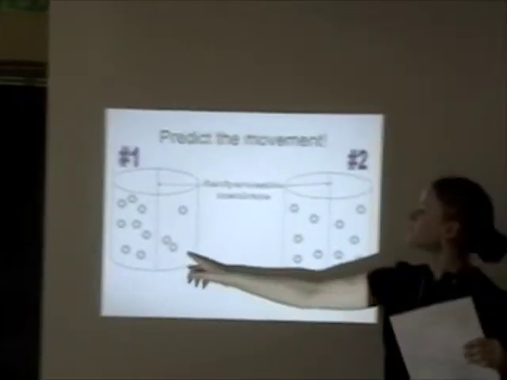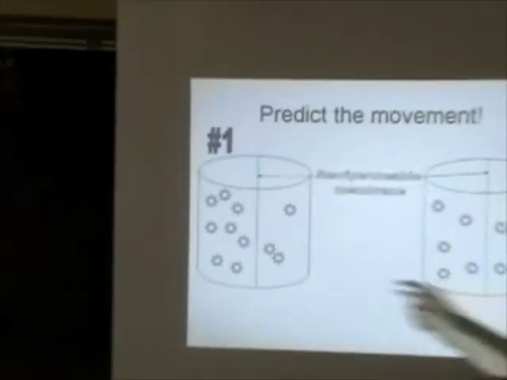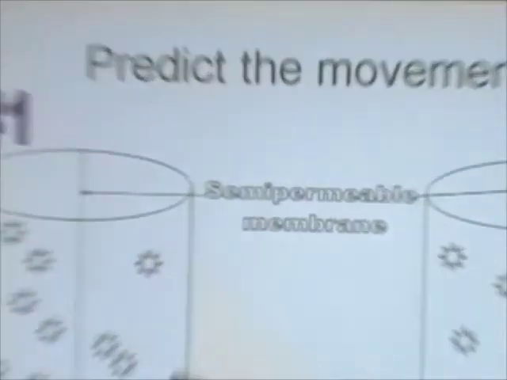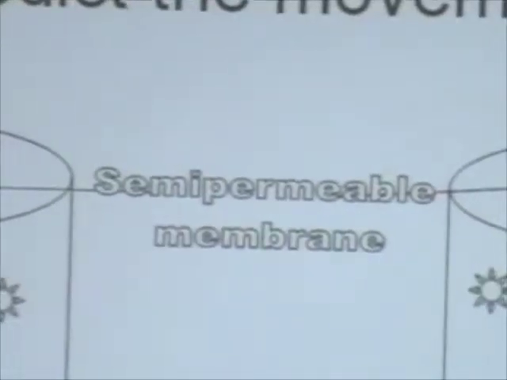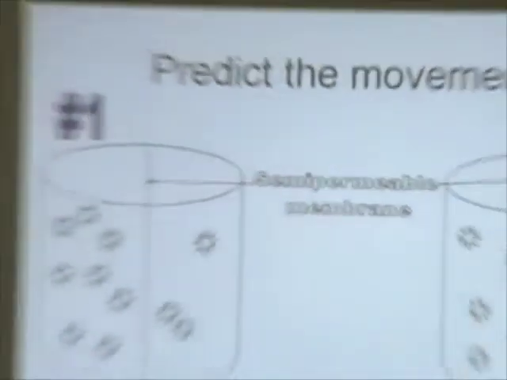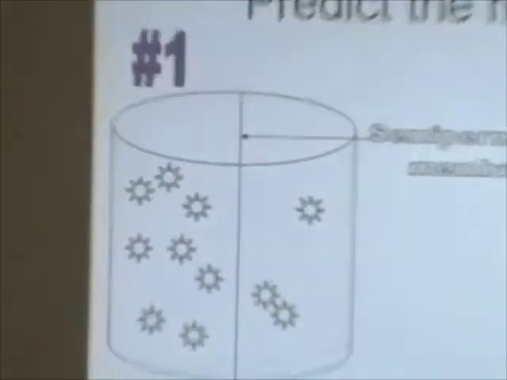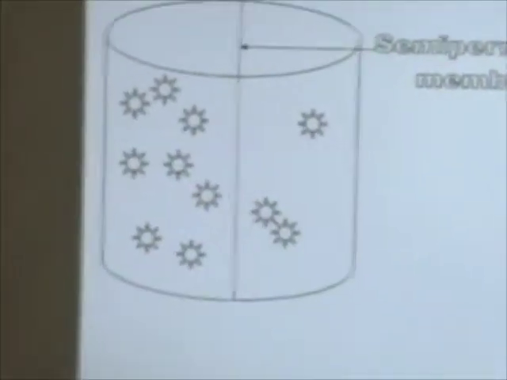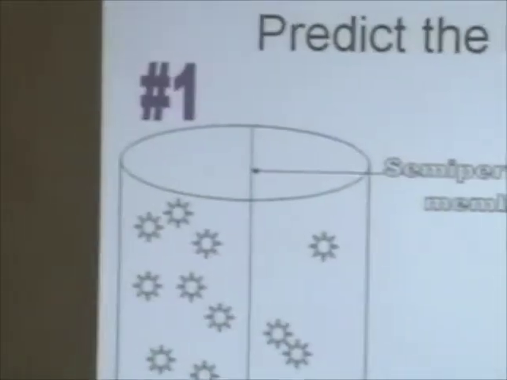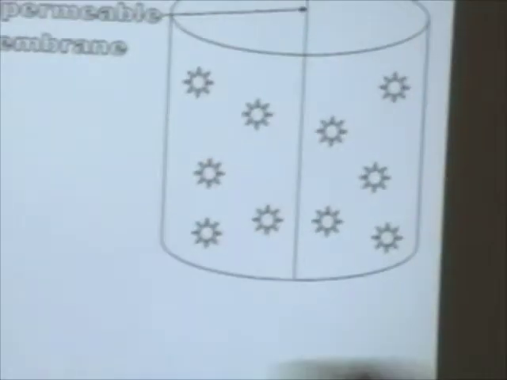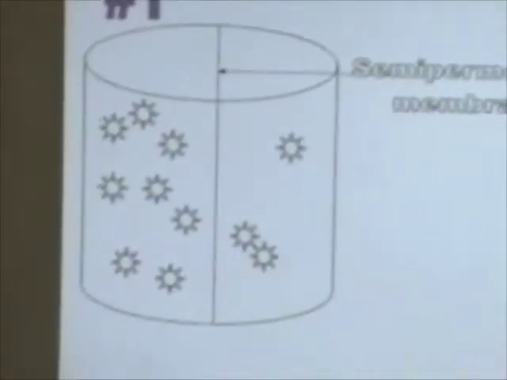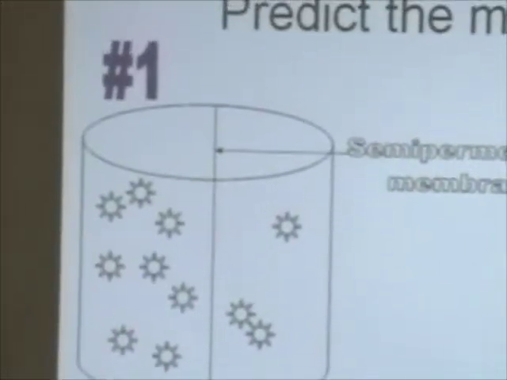And you have two different diagrams here, and these diagrams have different symbols representing just any kind of molecule. And also in the middle of each diagram is a semi-permeable membrane. So based on what you know about osmosis and diffusion, moving from high to low concentrations across the membrane, take a few seconds and predict where you think these molecules will move in this first diagram and where you think the molecules will move in the second diagram.